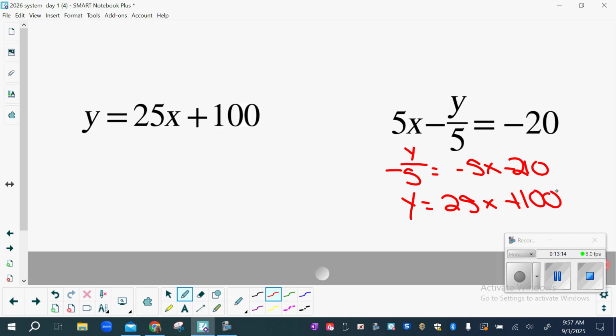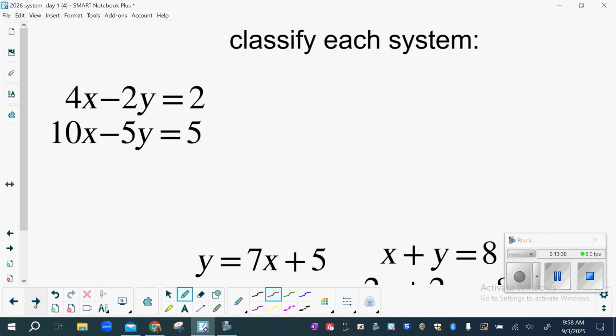Oh my God, it's the same line. Oh, it's the same line. They're the same. Even though they look totally different, they would be consistent dependent. So on your arm, on your leg, on your neighbor's arm, I don't care. I am going to give you some, and I would like you to tell me what they are.